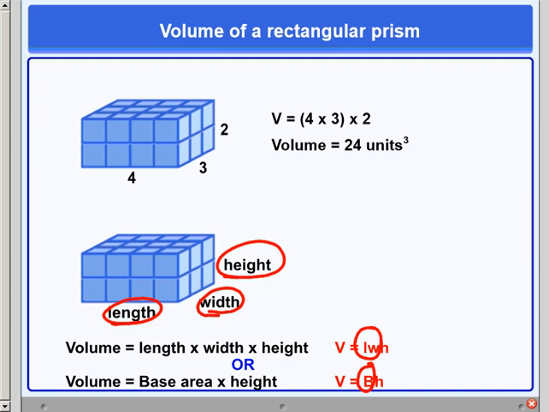And it's helpful to know that formula, base area times height, because you'll use that later on as you try to find the volume of other types of prisms.